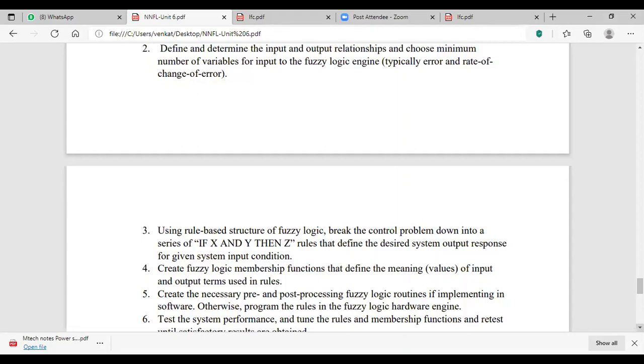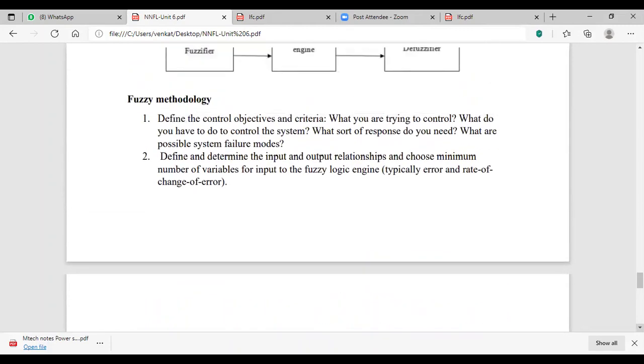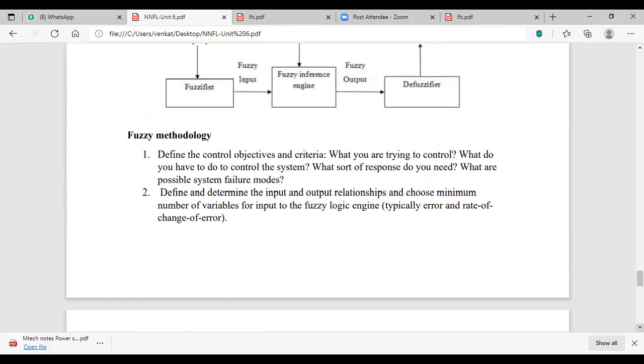Next, fifth step, create the necessary pre and post processing fuzzy logic routines if implemented in software. Otherwise, program the rules in fuzzy logic hardware engine. Last step, test the system performance and tune the rules and membership functions. Retest until satisfactory results are obtained. So these are the basic 6 steps you need to follow in your fuzzy methodology.